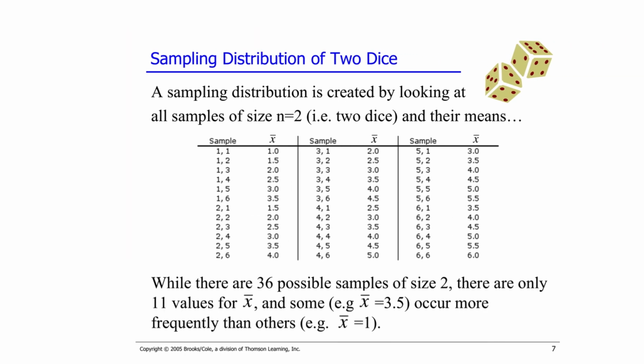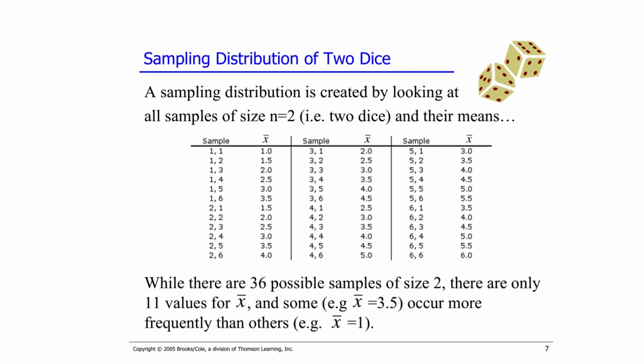This slide explains the sampling distribution of 2 dice. We consider all possible samples of size 2, that is, rolling 2 dice at a time. Each sample consists of a pair of numbers, and for each pair, we calculate the mean of the 2 values. Since there are 6 outcomes for each die, there are a total of 36 possible samples. These are shown in the table, along with the calculated sample means.